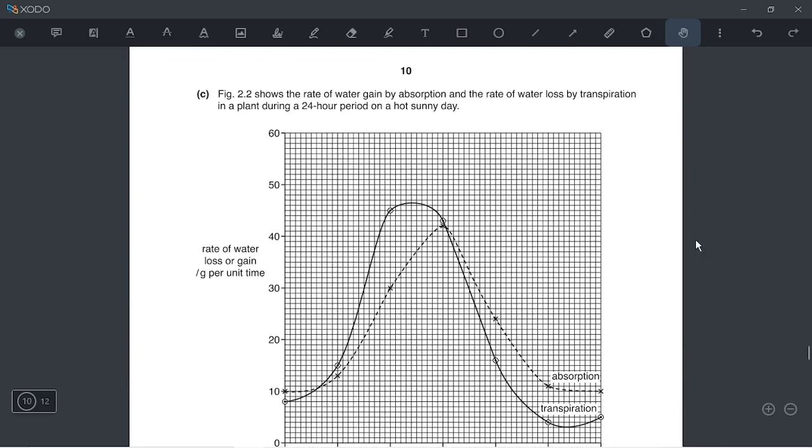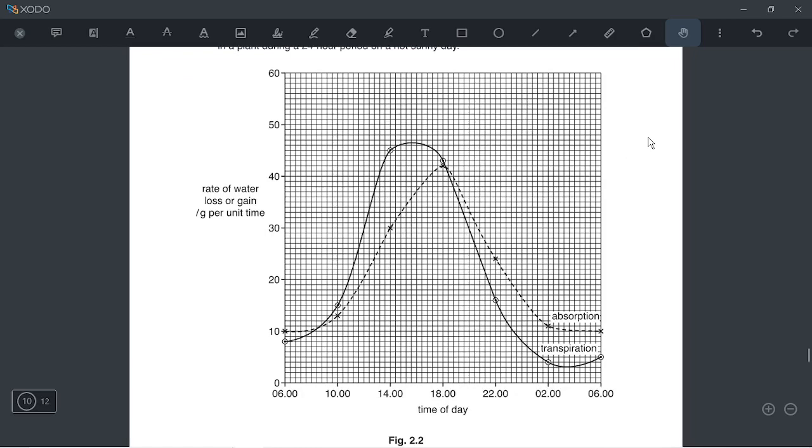Right, C part. Figure 2.1 shows the rate of water gain by absorption and rate of water loss by transpiration in the plant during a 24-hour period on a hot sunny day. You can see here.